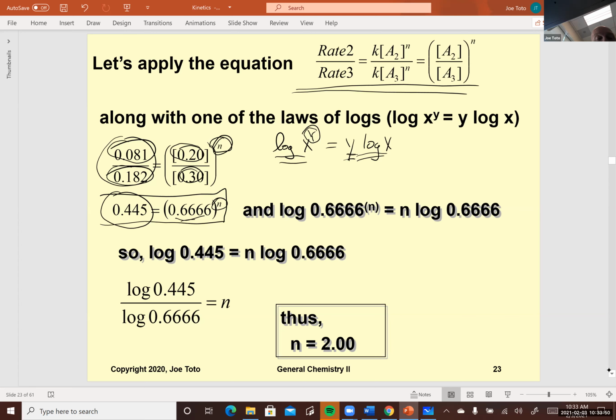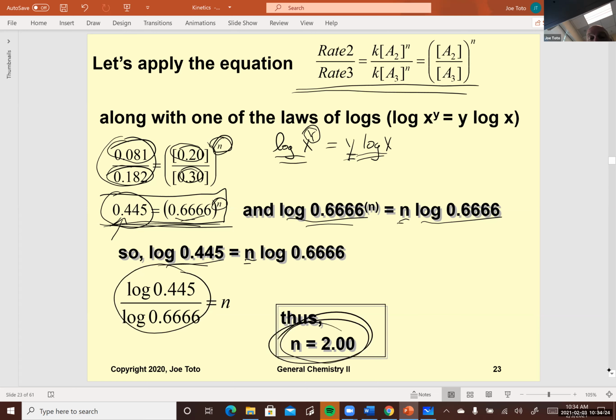So how do I employ that here? I take the log of 0.6666 to the n, that equals n times the log of 0.6666. I take the log of the other side, the log of 0.445 should equal that exponent n times the log of 0.666. So n equals this ratio. And what do you know? It gives us the right answer, just like we got from the eyeball method.